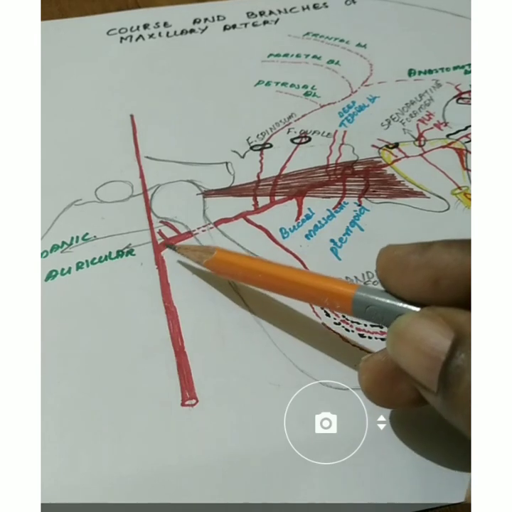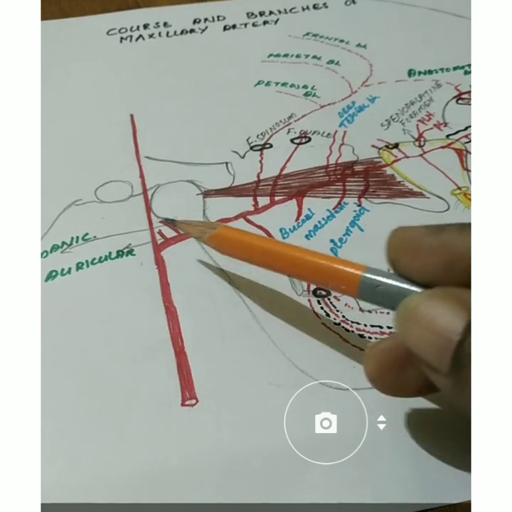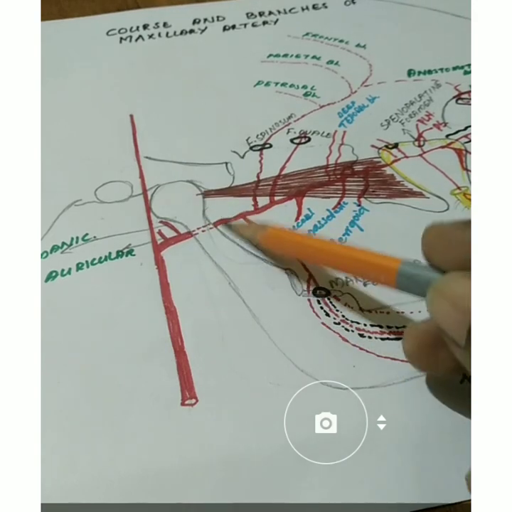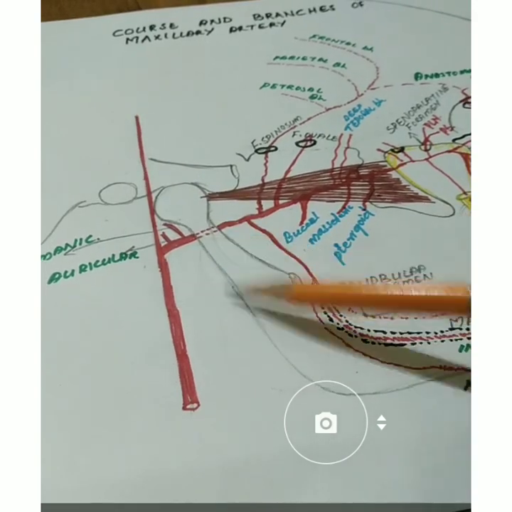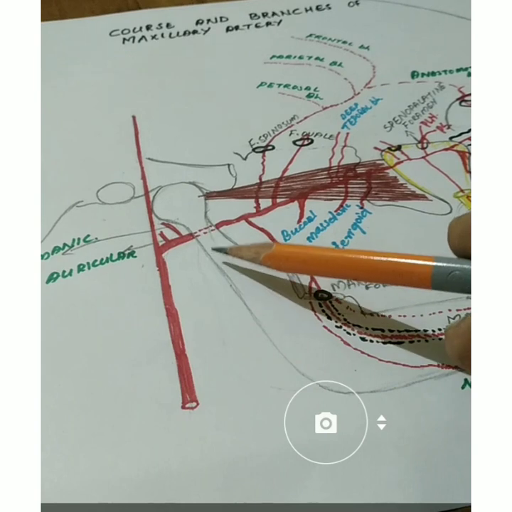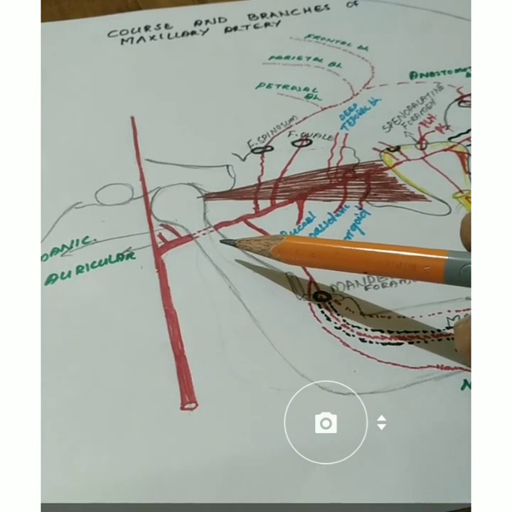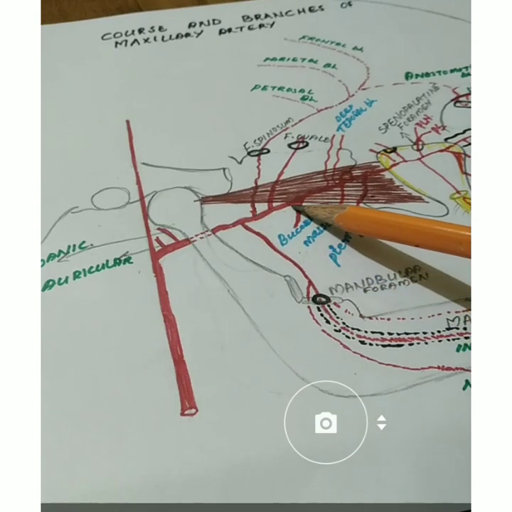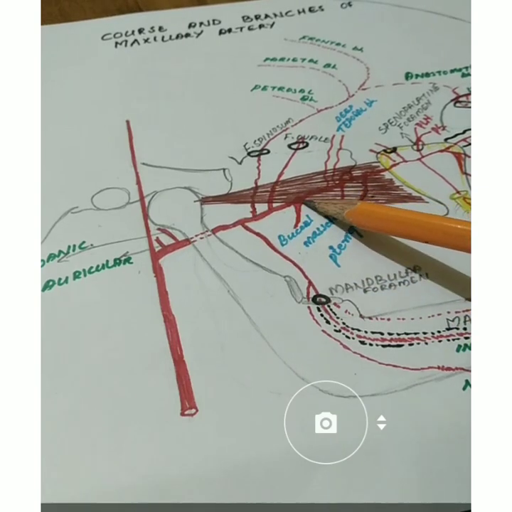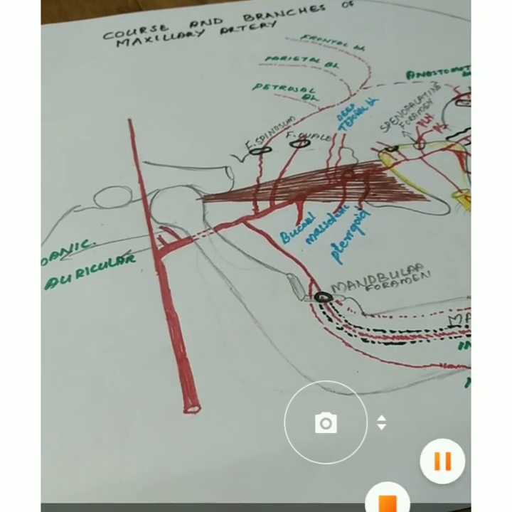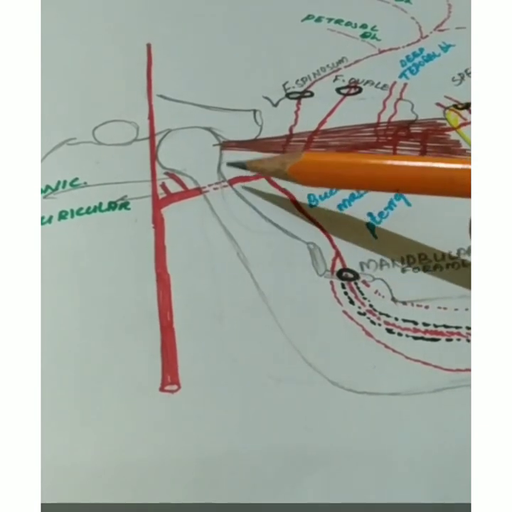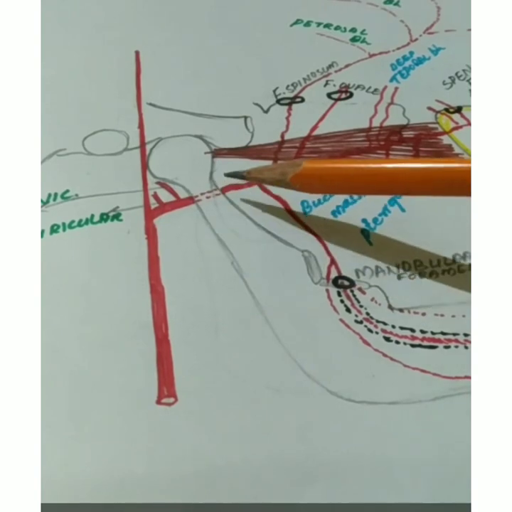The first part, which is called the mandibular part, runs horizontally between the neck of the mandible and the sphenomandibular ligament which is present here. It then passes along the lower border of the lateral pterygoid muscle. Medial to the neck of the mandible, it gives a few branches.